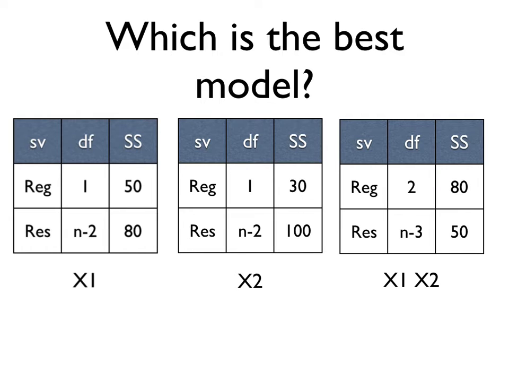So now it goes between x1 and x1, x2. Is the jump from 50 up to 80 out of 130 total sum of squares enough? It's actually a pretty big jump. If you just calculated R square, you'd know that it's a very large jump. So you'd probably go with x1, x2.